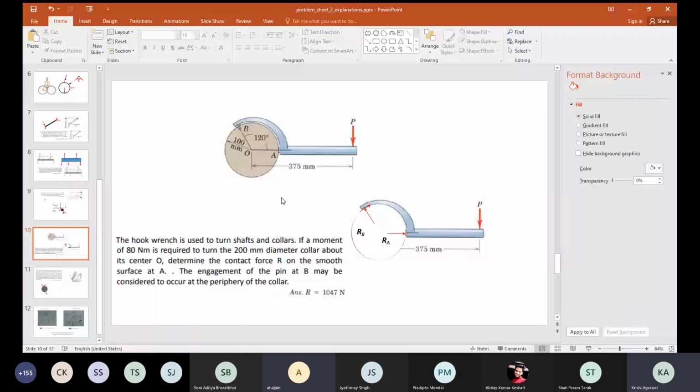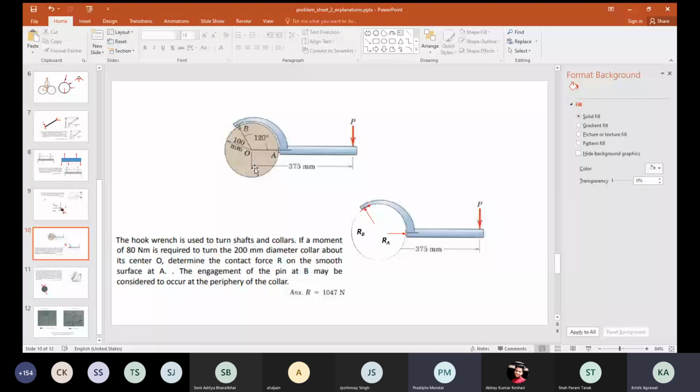Sir, can you tell once more what all equations in total we have to use? Means we have to use the torque equation at point O and then at point B also. So take the moment about O, you will get the relationship between P and 80 Newton meter. This time you are looking at the entire structure, not just the shaft or not just the hook wrench. Imagine the free body diagram of the entire structure.